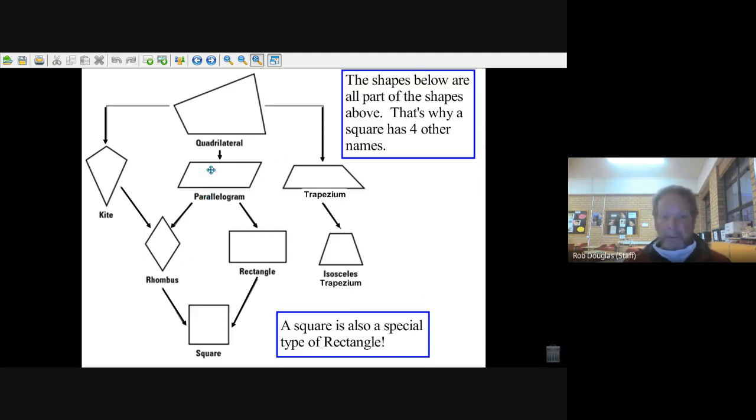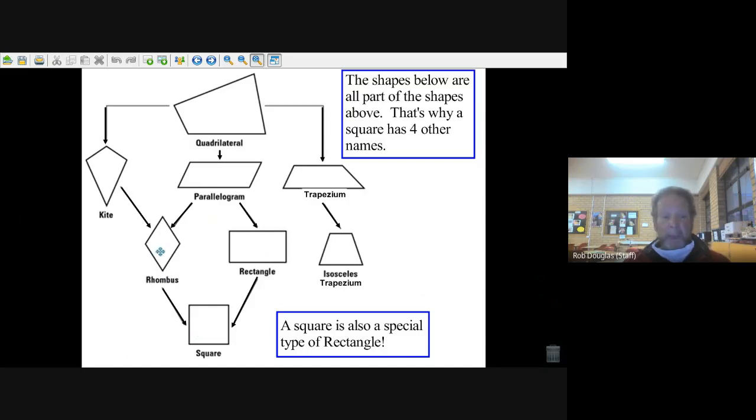And then you have all these different parallelograms with different names. But the way the flow chart's really important, it tells you the ones that are below are all part of the quadrilaterals that are above it. So it turns out that a square is actually a special type of rectangle. It has all the properties of a rectangle when we look at them.